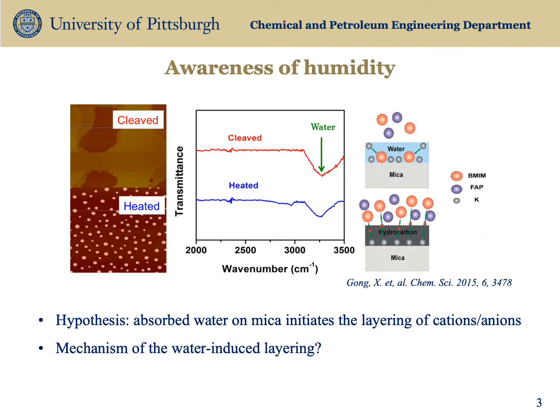In our previous study, we were aware of the effect of water on the layering, as water absorption on mica is inevitable under ambient conditions. We found that ionic liquids form droplet structures rather than layering when confined on a heated mica. We hypothesized that the absorbed water on mica from humidity initiates the layering of ion pairs, while the molecular mechanism of the water-induced layering is still unknown.